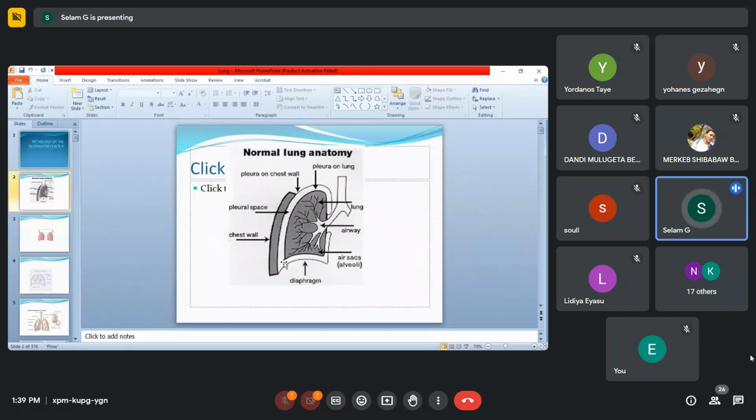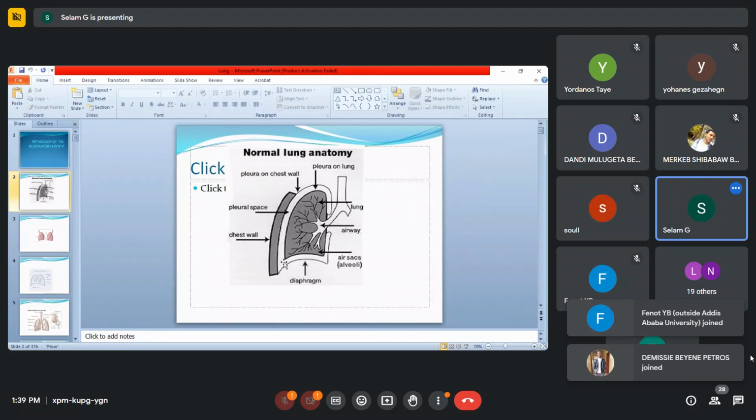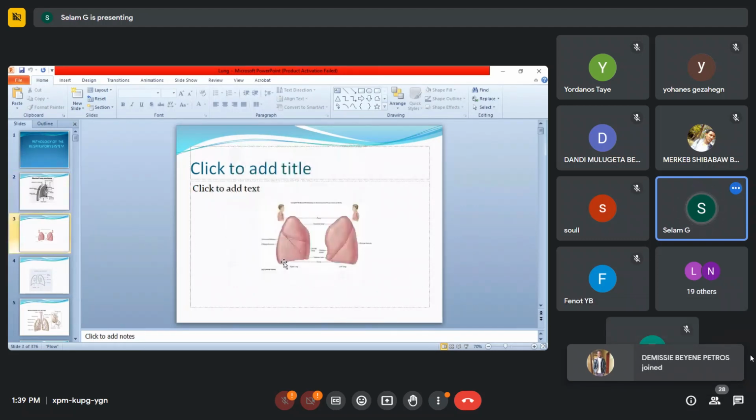So the normal lung anatomy comprises the chest wall, pleural space, the lungs, the airways, and the terminal air sacs or alveoli. Below, it is bounded by the diaphragm, which helps in the respiratory movement. As you know, we have two lungs.